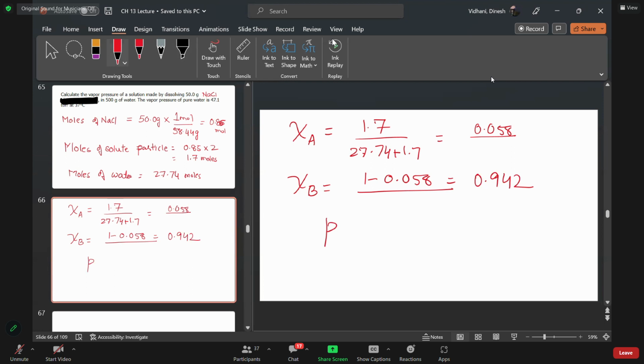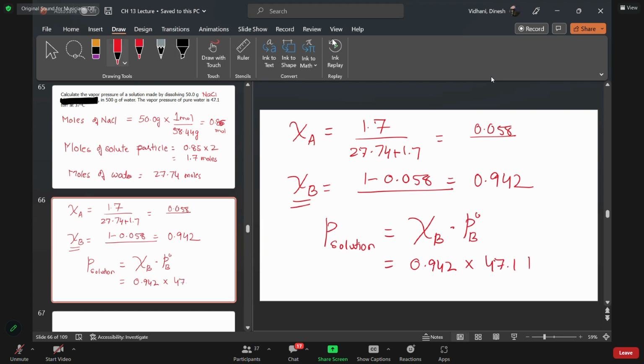Find the vapor pressure of the solution. That's going to be the mole fraction of B for water multiplied by pure B. And that's going to be 0.942 multiplied by 47.1 torrs. Can you give me that answer now? 44.37 torrs.